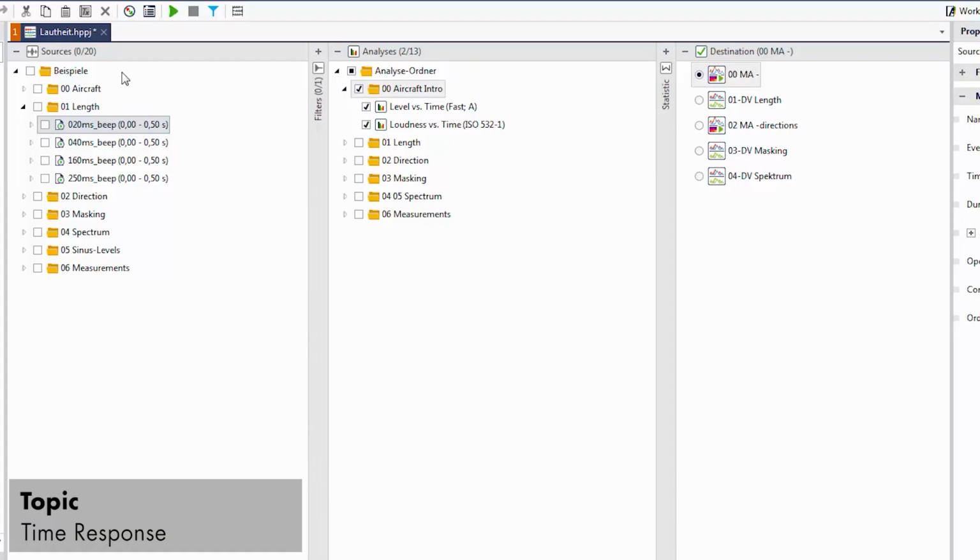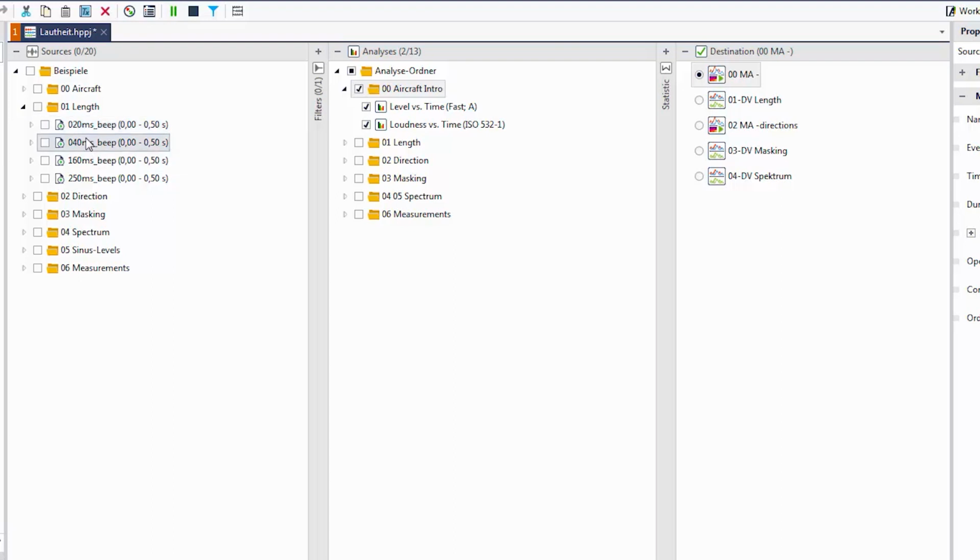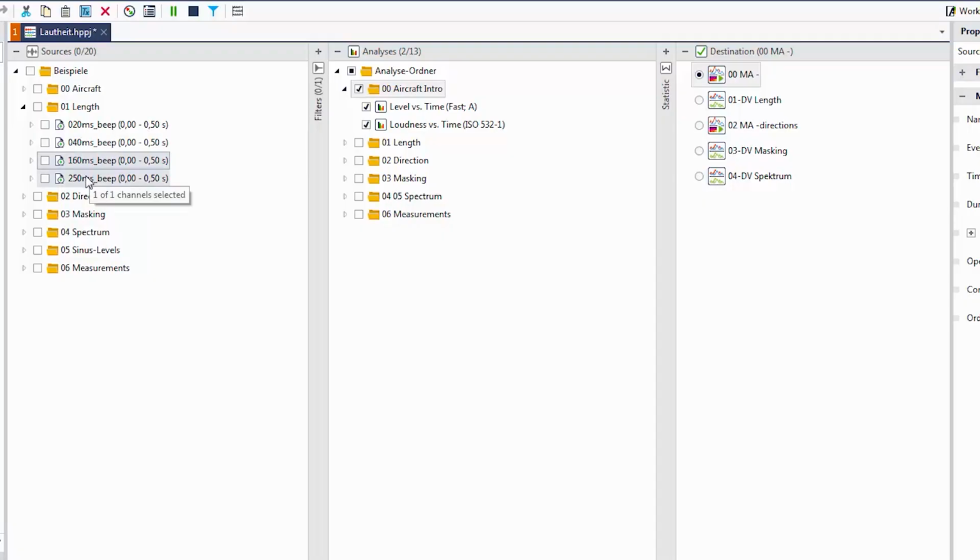So here I got 4 different noises. Let's listen to the first one. And the second one. Okay. The third one is very loud now. And the fourth one. Okay. And back to the first one. Okay. Different noises, different levels.